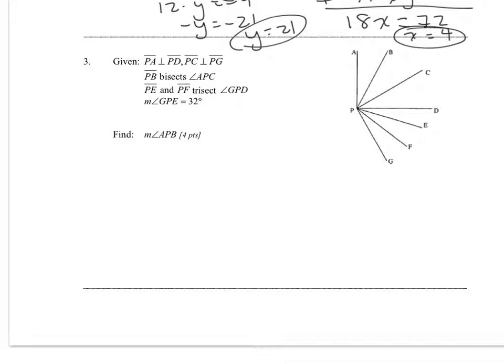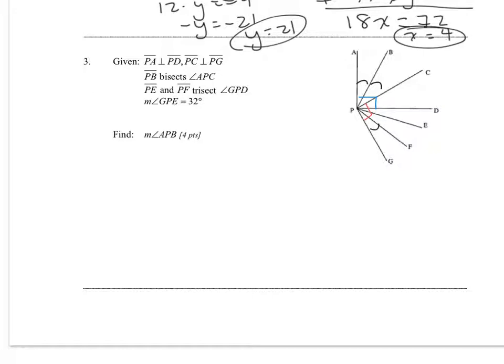Okay, let's look at number 3. Number 3 had a bunch of given information as well that we needed to figure out how to piece together and work with. So PA is perpendicular to PD. So there we've got a right angle. We also know that PC is perpendicular to PG, so that's here. We know that PB bisects APC, so these two angles are congruent. And that PE and PF trisect GPD.